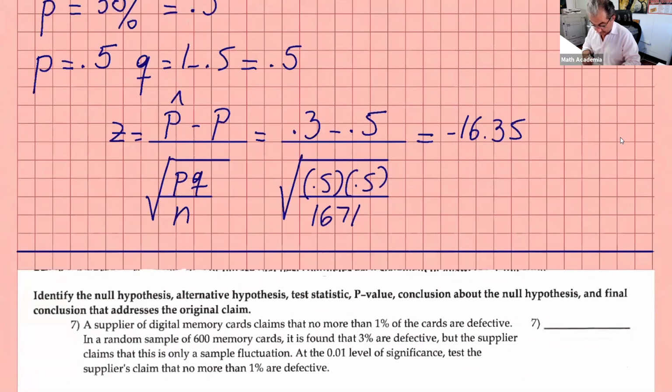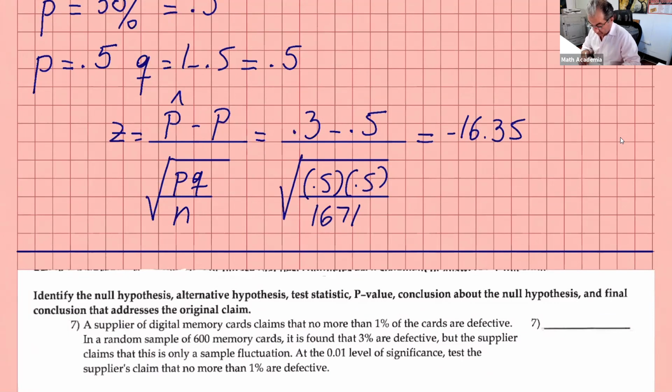Number 7, well, let's see what it says first. Identify the null hypothesis, alternative hypothesis, test statistics, p-value, and the conclusion about the null hypothesis and the final conclusion. Basically, this is a complete problem. So let's read it and go over the solution.